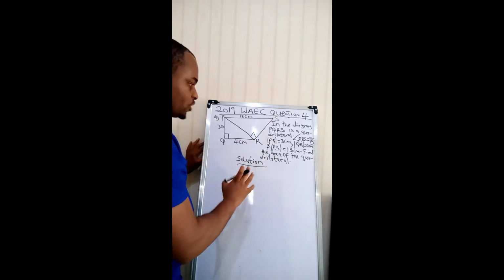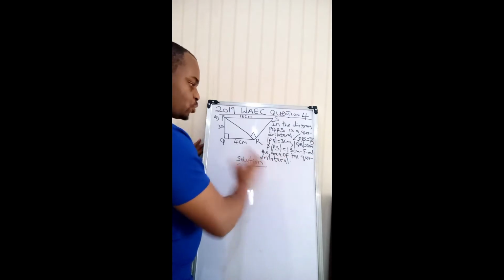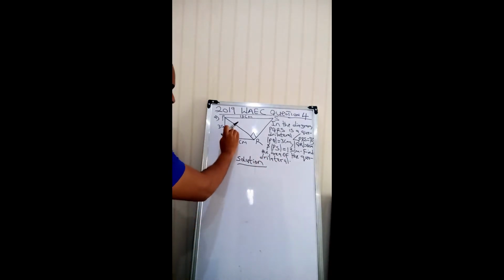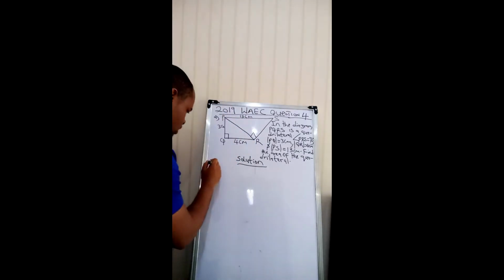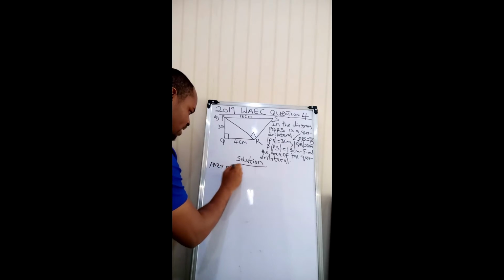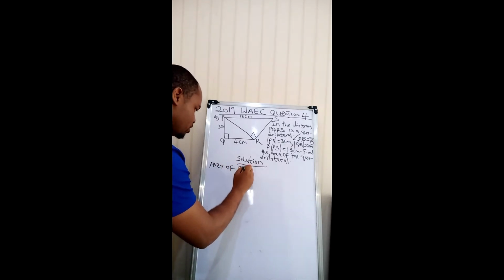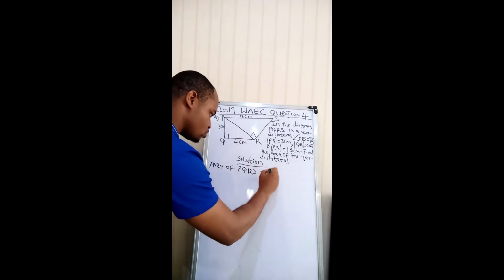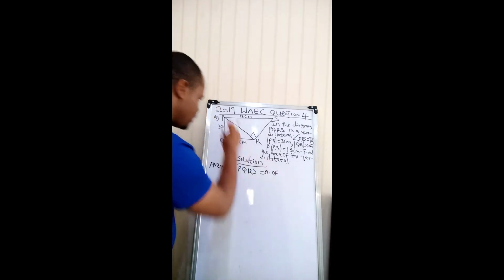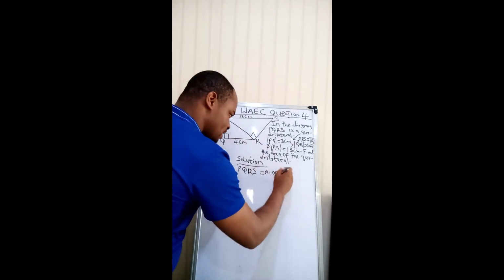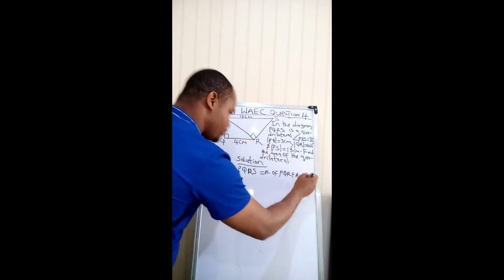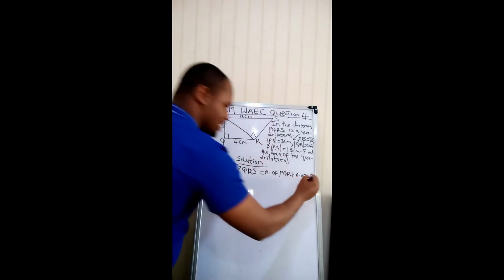What does the question say we should find? The question says we should find the area of the quadrilateral. Now for the solution, the area of the quadrilateral will be area of this triangle plus area of this triangle. So area of PQRS will be equal to area of this triangle PQR plus area of this other triangle PRS.